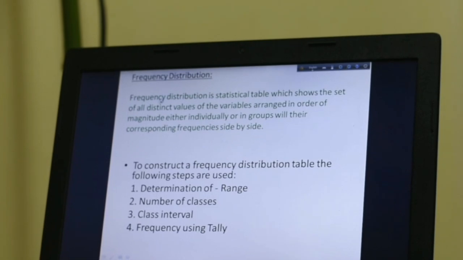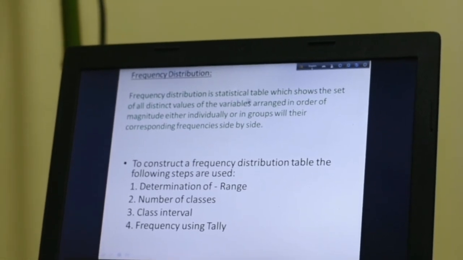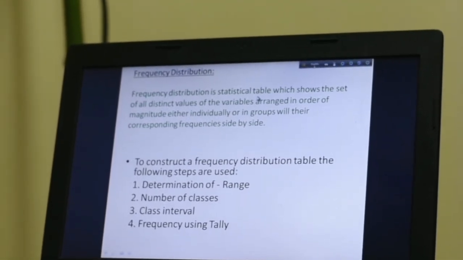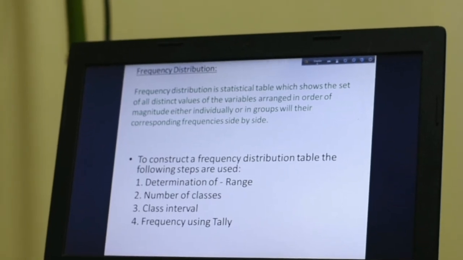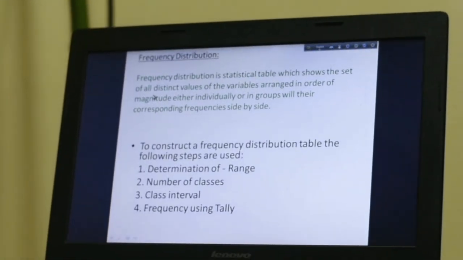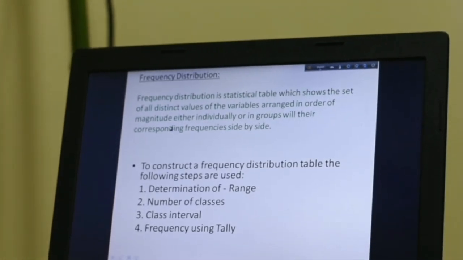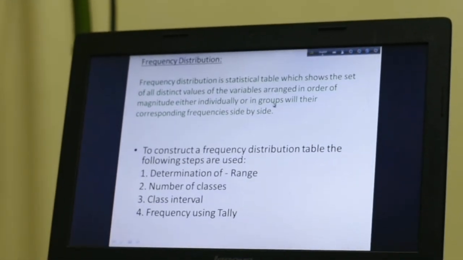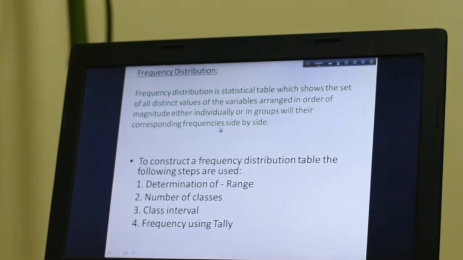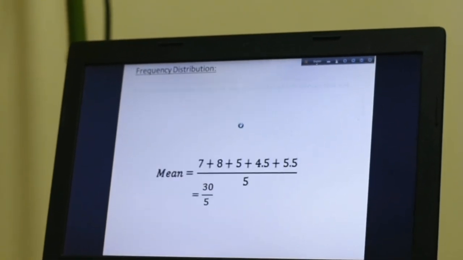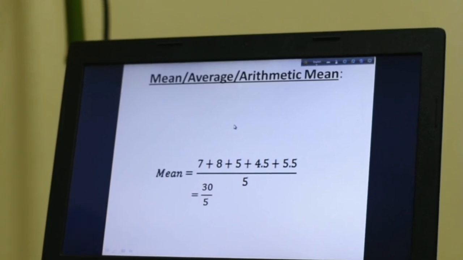This is the definition of frequency distribution. Frequency distribution is a statistical table. It's nothing but a table. It's a chart which shows the set of all distinct values of the variables in order of magnitude, either individually or in groups, with their corresponding frequencies side by side. So this is all about frequency distribution.